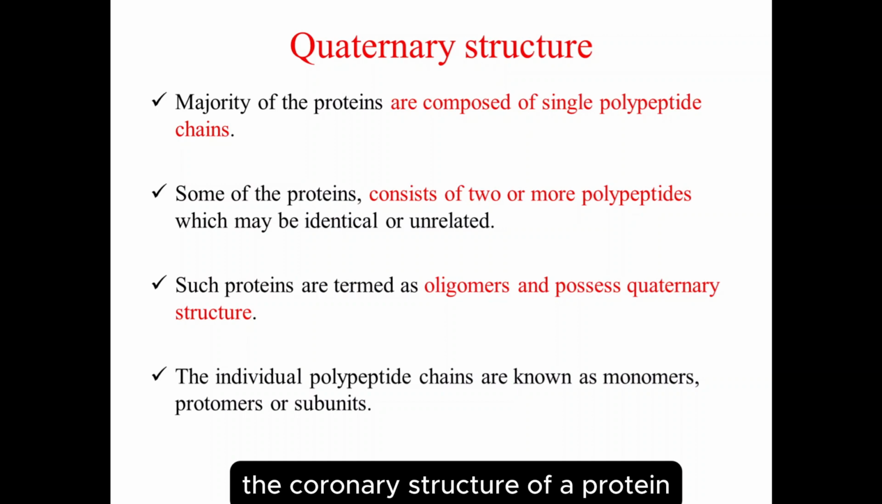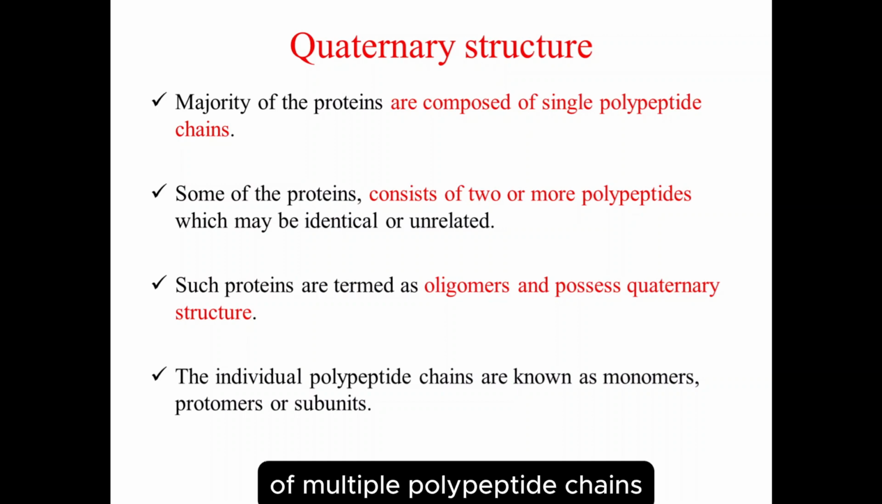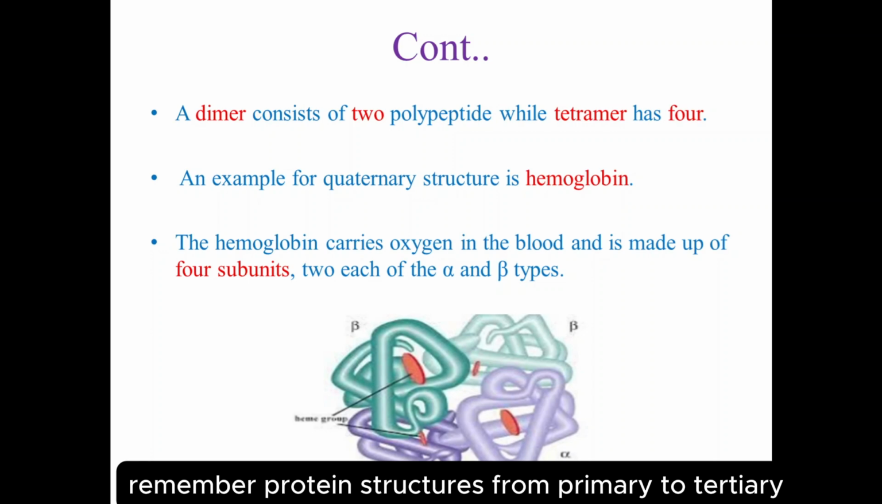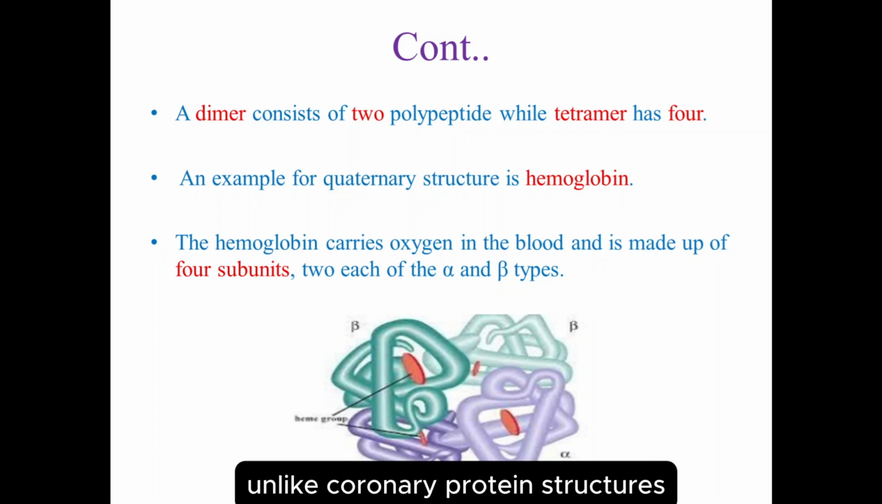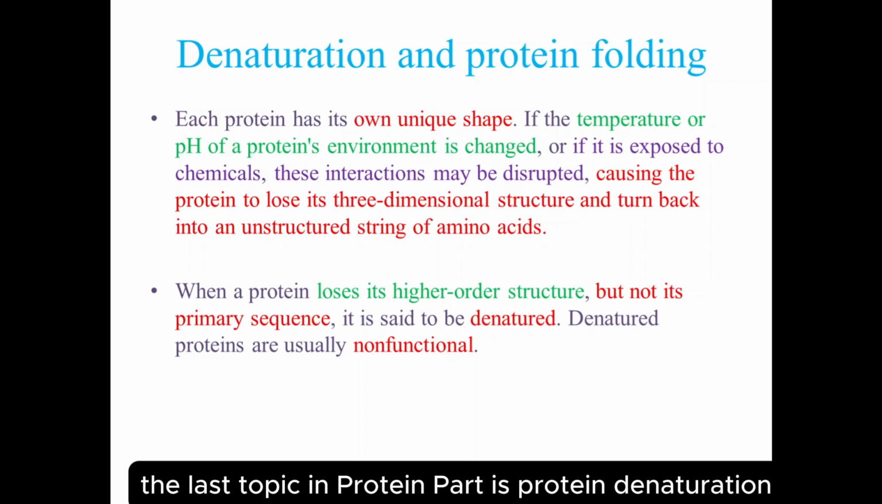The quaternary structure of a protein refers to the arrangement and interaction of multiple polypeptide chains, subunits, in a multi-subunit complex. Remember, protein structures from primary to tertiary consist of only one polypeptide chain, unlike quaternary protein structures which involve multiple chains. The last topic in the protein part is protein denaturation.